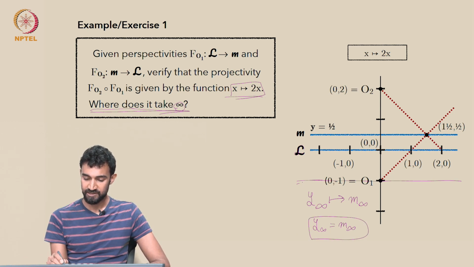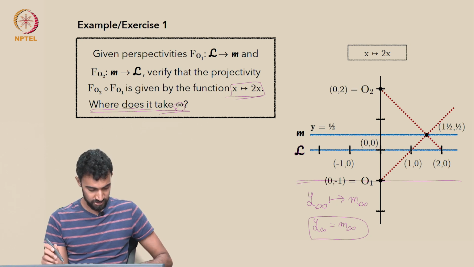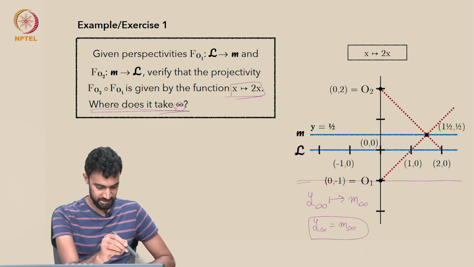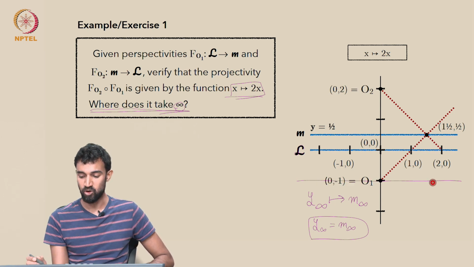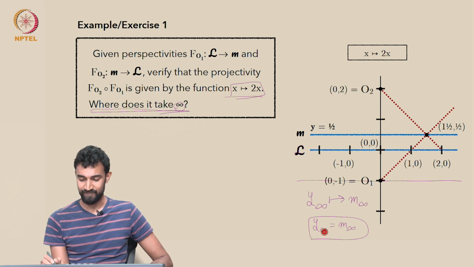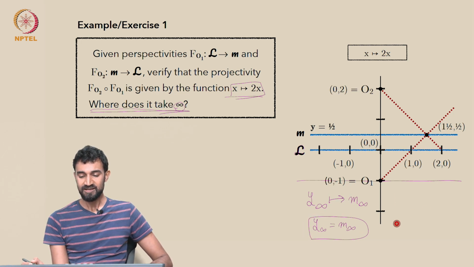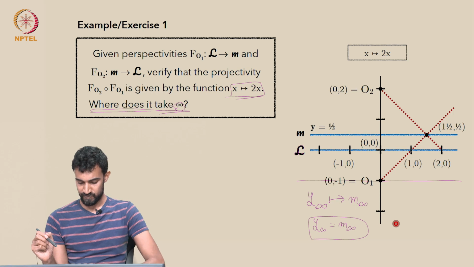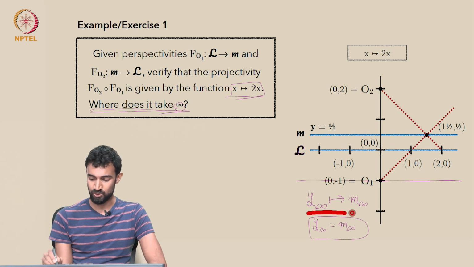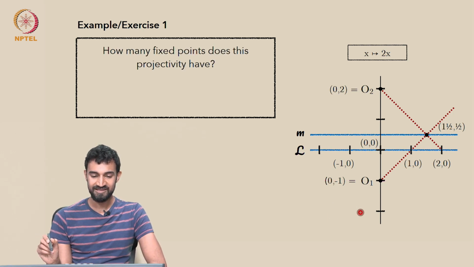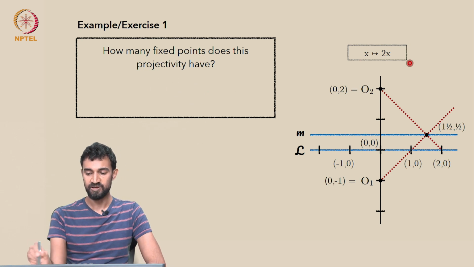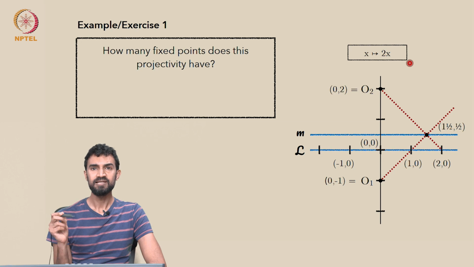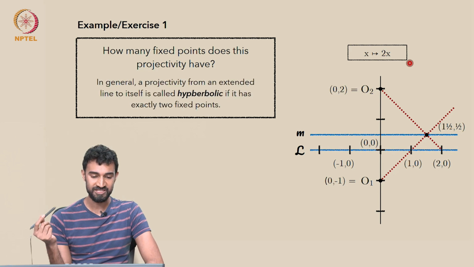And this horizontal line through O1, it's hitting this point L infinity. So it's fixing it. So infinity goes to infinity, and infinity is a fixed point of this projectivity x goes to 2x. Now, is it the only fixed point, or are there other fixed points?